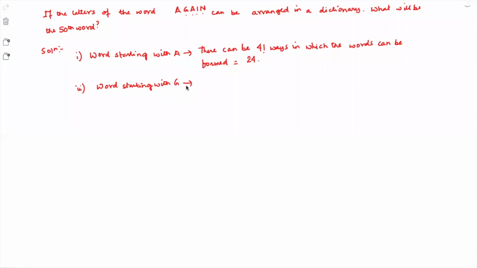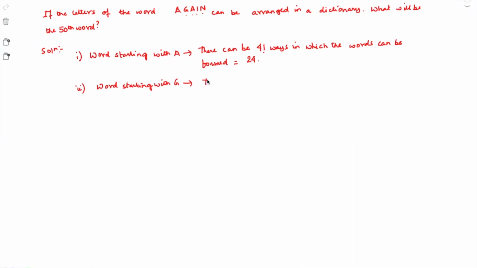Words starting with G means the first letter would be G. The other letters can rearrange themselves. That means G's position is fixed. The other letters, when they rearrange themselves, there are 4 ways in which they can rearrange themselves. But here we have to consider that there are 2 A's.